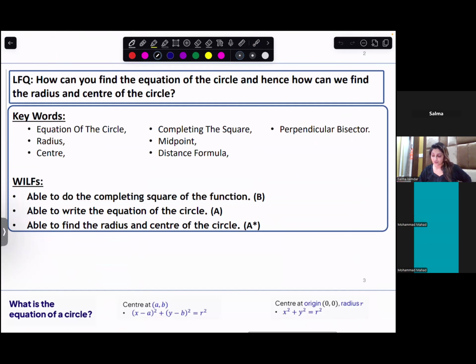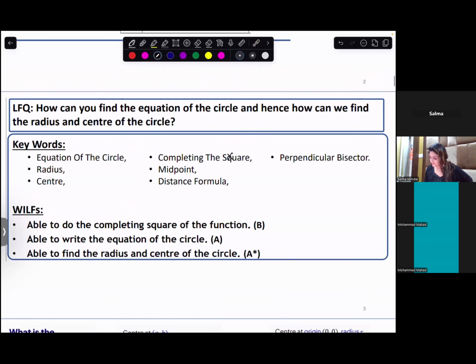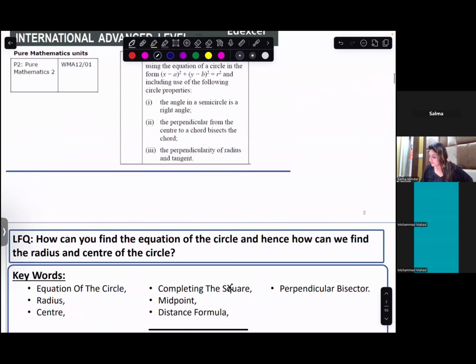So you know the equation of the circle. You know completing squares. You know midpoint. You know the distance formula. You know the radius. You know circle.